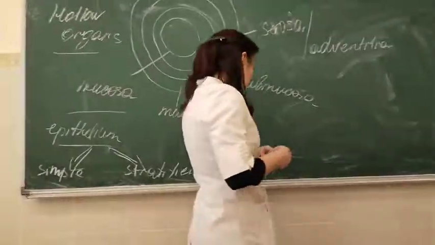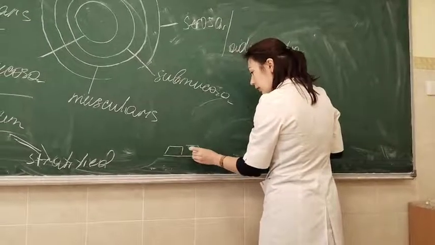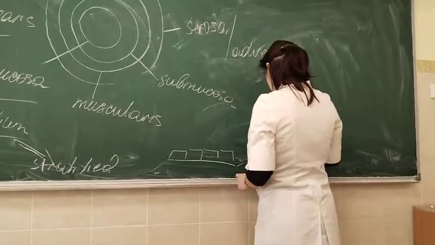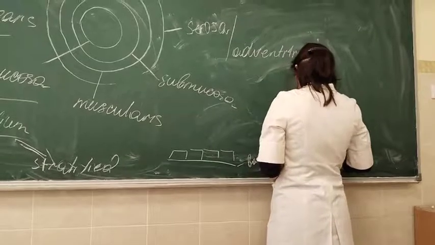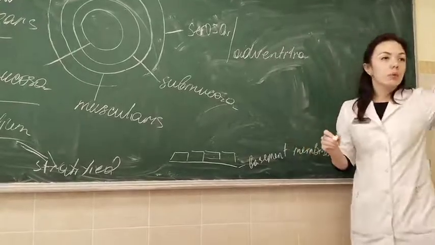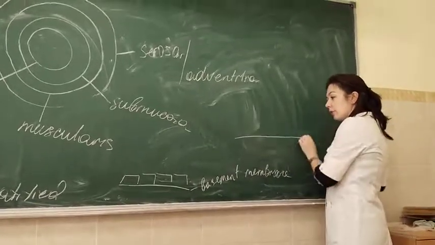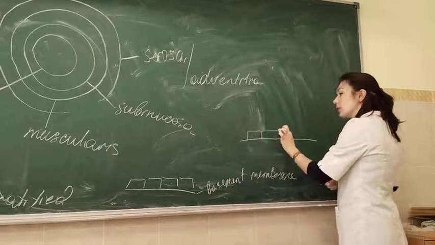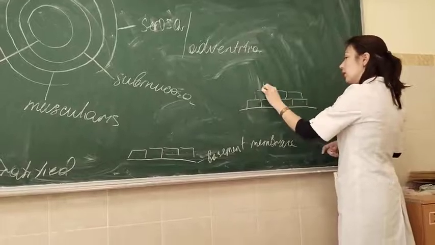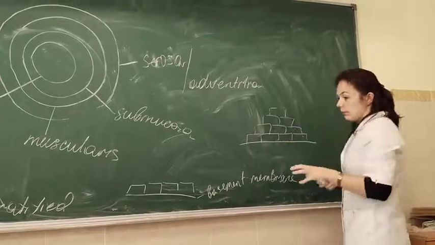Simple epithelium is the type where all the cells of this epithelium are located on the same basement membrane. So epithelial cells form only one row. This is simple. In the case of stratified epithelium, there are several rows of cells. The first row is located on the basement membrane, but the other rows of cells are located on previous rows. So this is stratified.